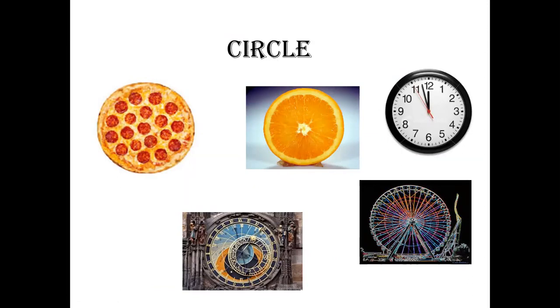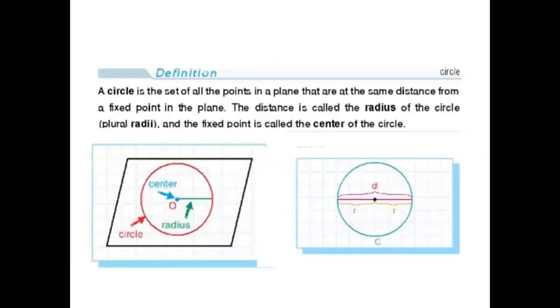So we'll talk about the circumference of a circle. And what is the circumference of a circle? Okay, first let's give some terms about circle. A circle is a set of all the points in a plane that are the same distance from a fixed point in a plane. What does it mean?